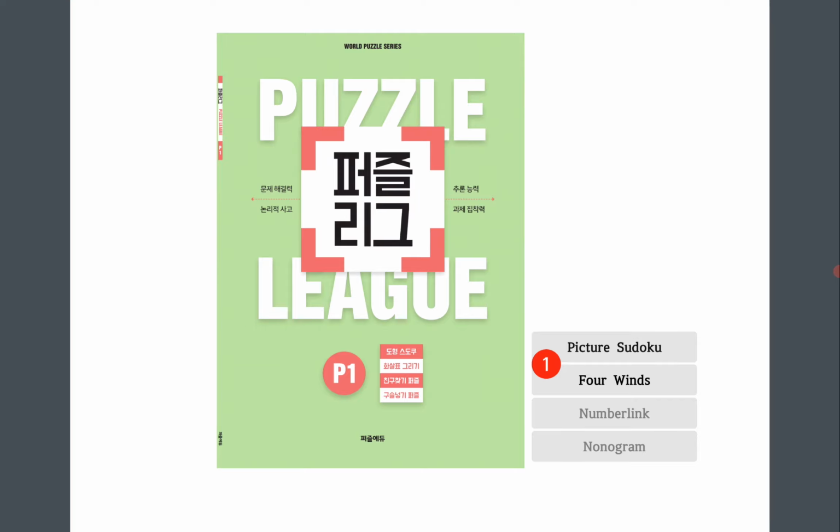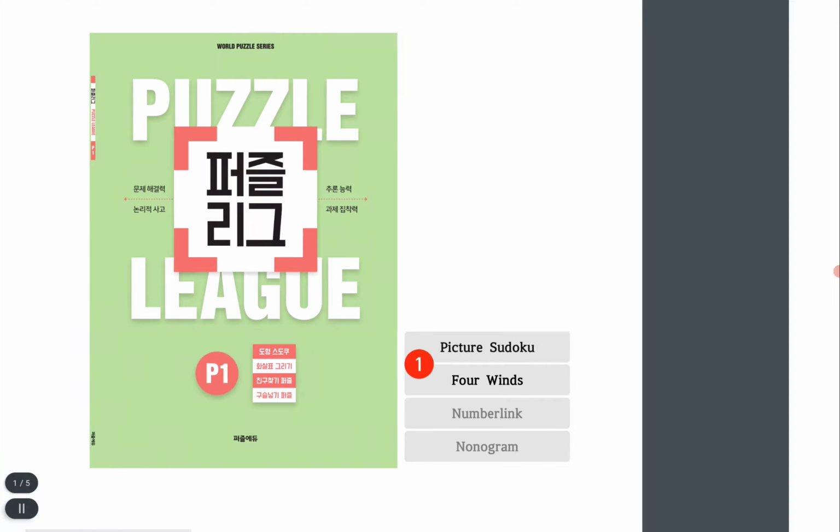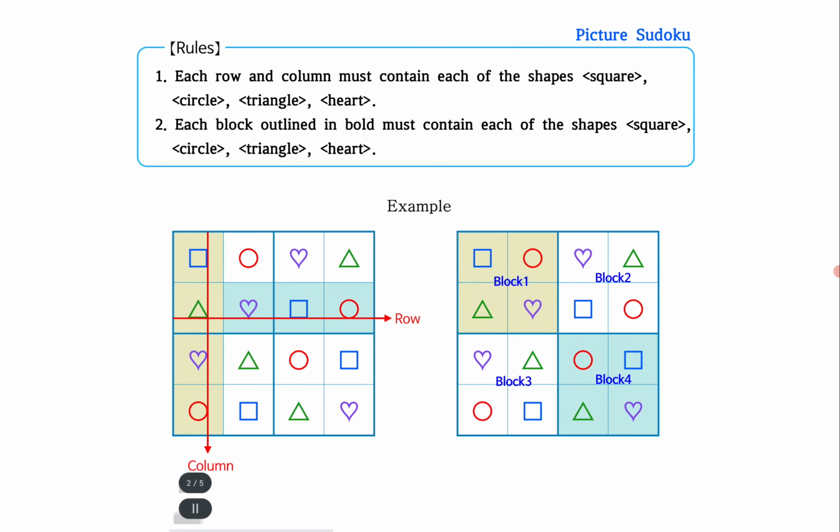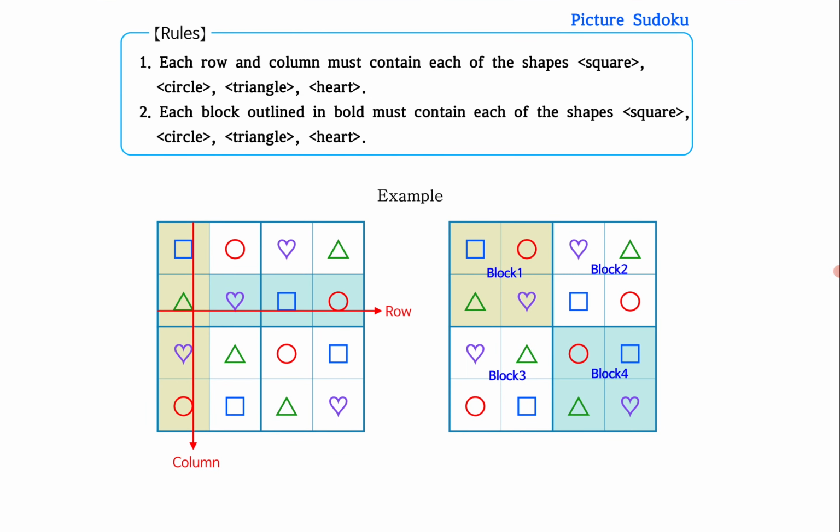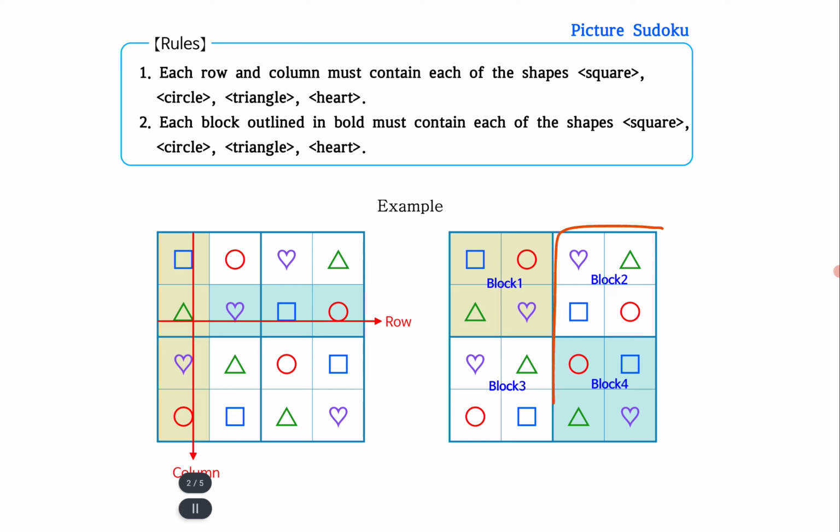So first we'll see the picture Sudoku puzzle and then the 4 winds puzzle. So for picture Sudoku, the rules are that each row and column and each block outlined in bold in these 4 quadrants must contain each of the shapes square, circle, triangle, and heart. Okay, so those are the rules.